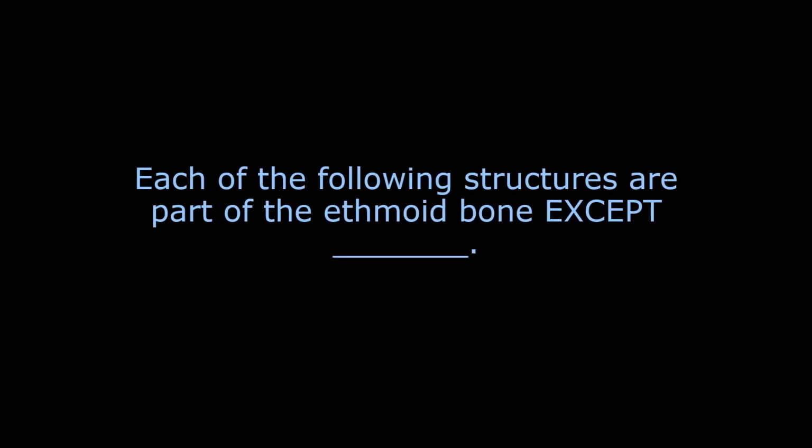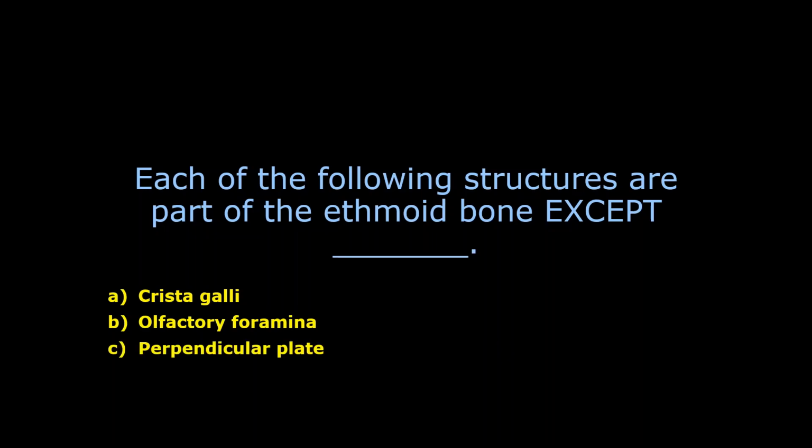Each of the following structures are part of ethmoid bone except, so we're looking for the one that's not part of the bone. Crista galli is that little shark fin sticking up, so that is part of the ethmoid. Olfactory foramina are also part of the ethmoid, poking through the cribriform plate. Perpendicular plate is of the ethmoid. It forms the top portion of the nasal septum. So all 3 of those are ethmoid structures. I hope number 4 is not. And it is not. The inferior nasal conchae are a bone of their own, and that is the choice.